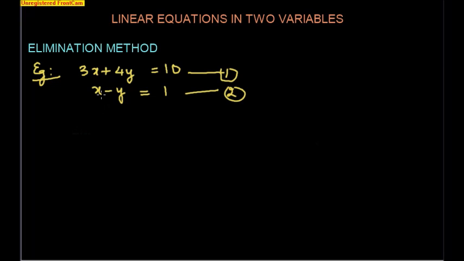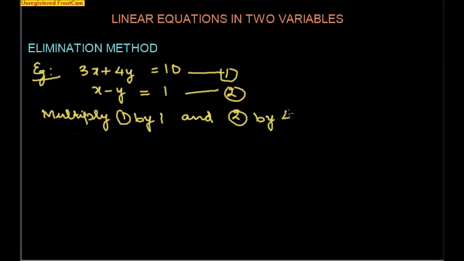If you see, the coefficient of x here is 1 and here it is 3. Here we have the coefficient of y as 4 and the coefficient of y as minus 1. So either we equate the coefficient of x or we equate the coefficient of y. In this case, I'll be equating the coefficient of y. So I multiply 1 by 1 and the second equation by 4, because we have to make the coefficient of y in the second equation as 4.